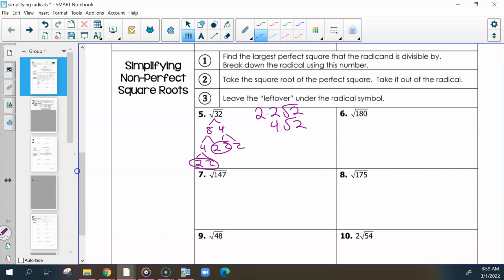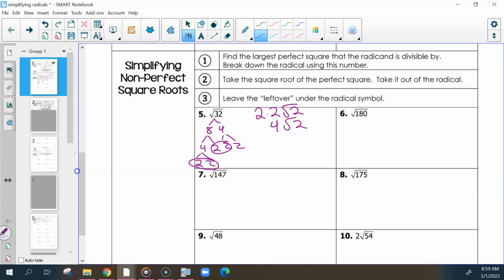This way will always work. Sometimes this will get a little lengthy because of the factors and we need to break it down a lot. But this way will always work. Before I show you the other way, what questions do we have on this?